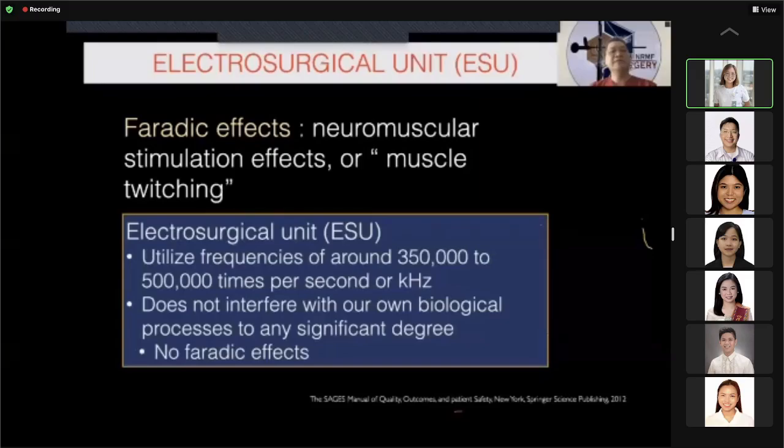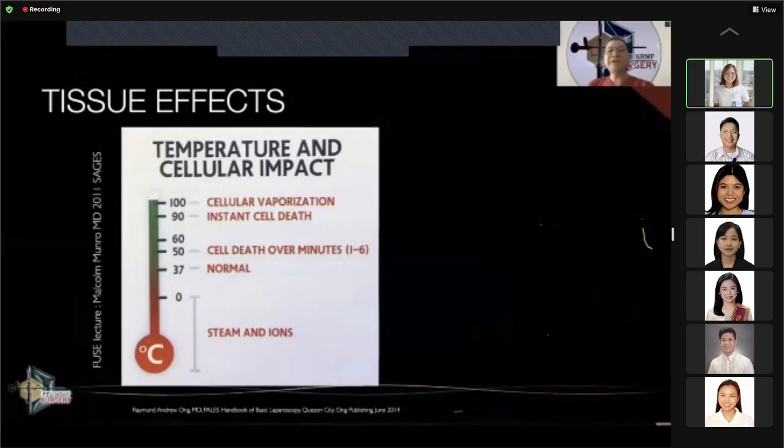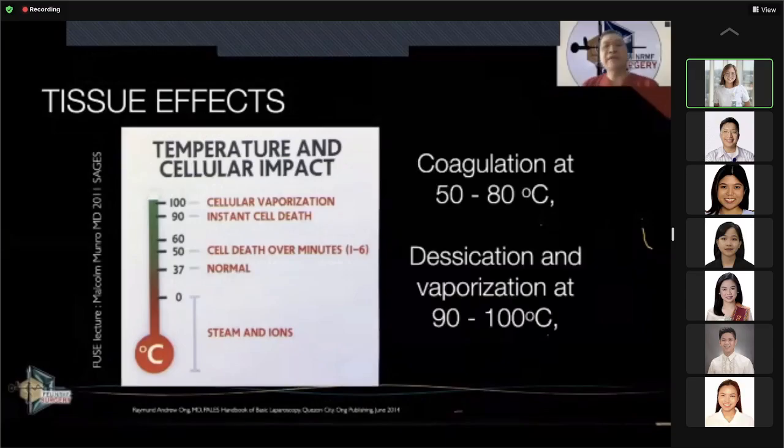So there's no Faradic effect using this radio frequency because it is a higher radio frequency that we use, unlike the current in your plug, which uses 60 hertz. So you do not have muscle twitching. The temperature that you need to coagulate a vessel is around 50 to 80 degrees. That's it.